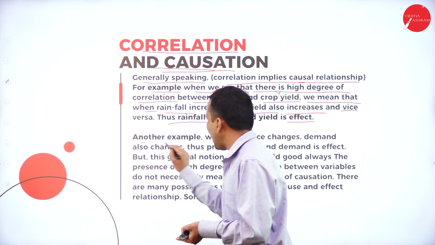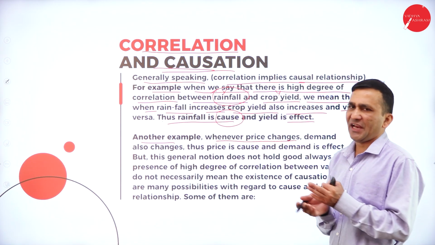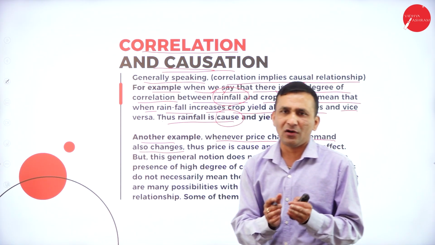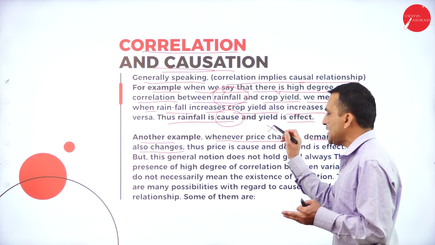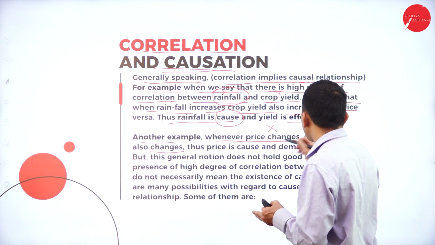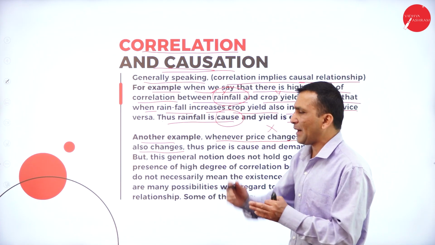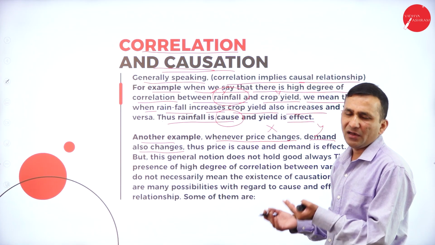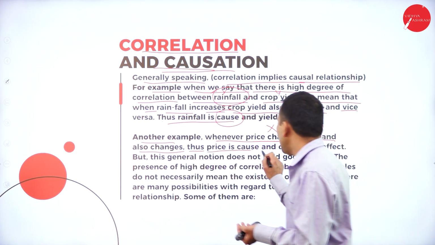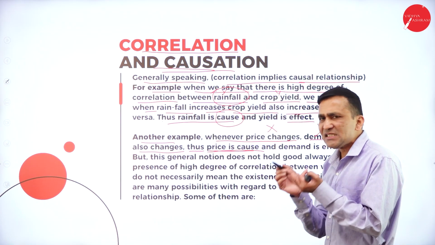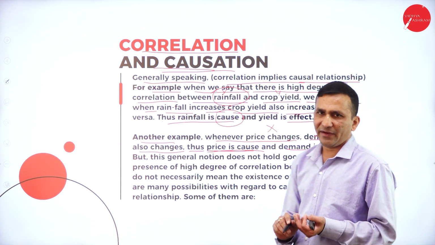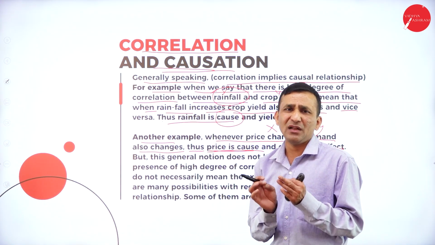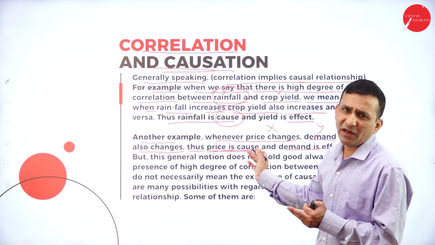Another example: whenever price changes, demand also changes. The price is considered x and demand is considered y, because of price changes, the demand also changes. If the price decreases, the demand increases. Here, identify price as the cause and demand as the effect. Of course, in each and every correlation example, we are finding a cause and effect.